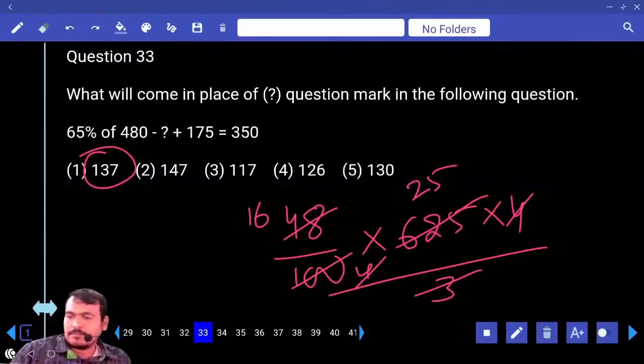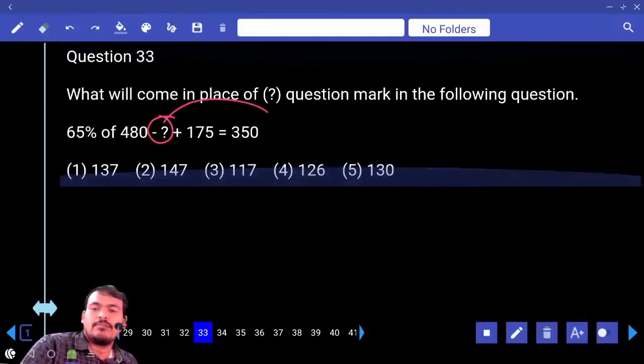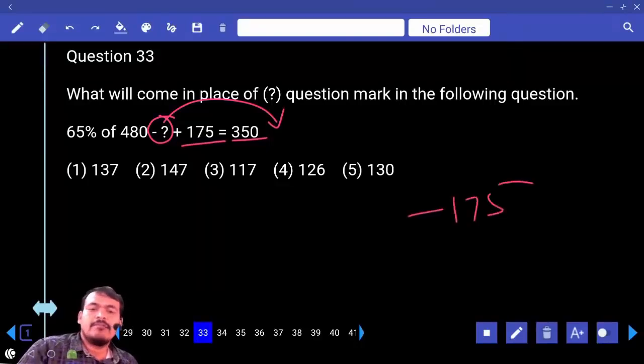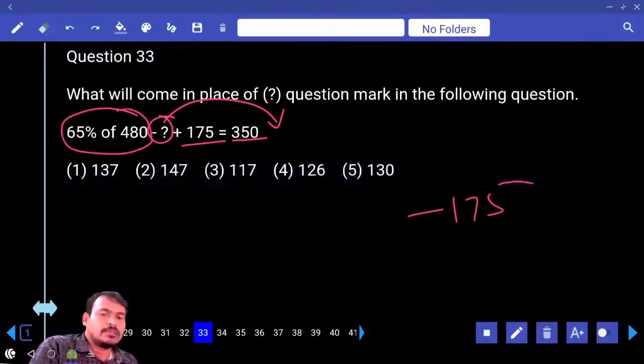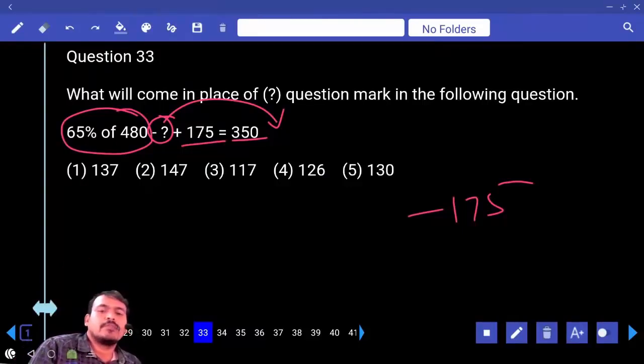Next question number 33. 65% of 480 minus something plus 175 equal to 350 or not? Okay. First, the negative value becomes, on the right hand side, a positive value or not? Okay. And 350 and 175, what is the difference? 175. But it will be minus 175 or plus 175? Minus 175. Next, another one, 65% of which value? 480. 65% means 50%, 10%, 5% or not? What is the 50%? 240. 10%? 48. 240 plus 48? 288.